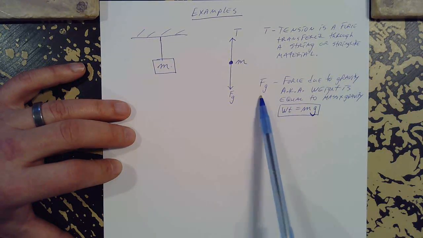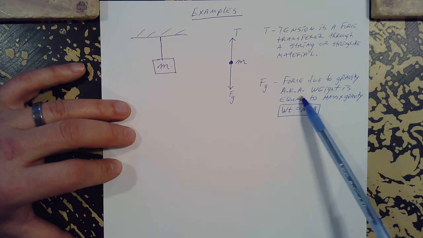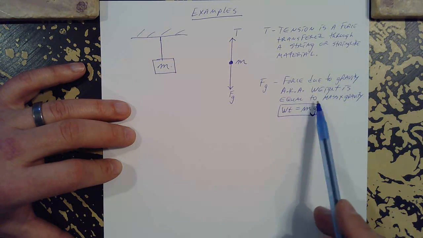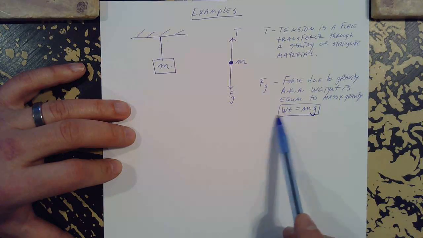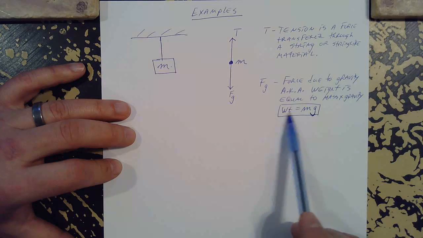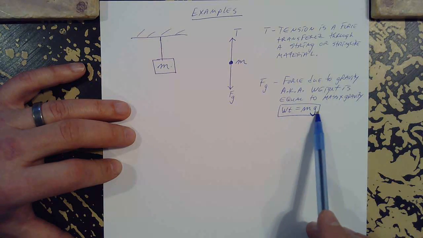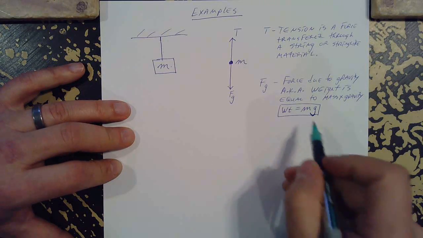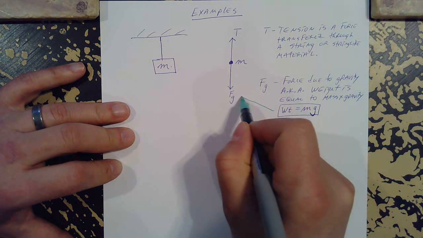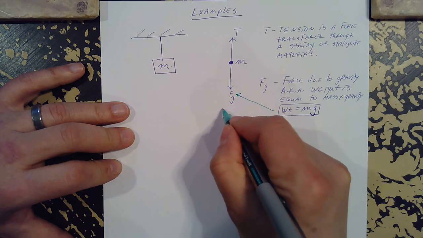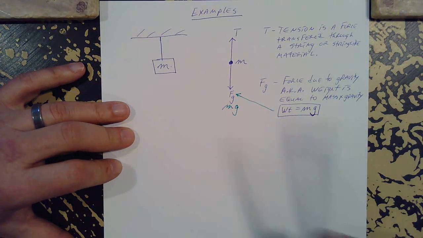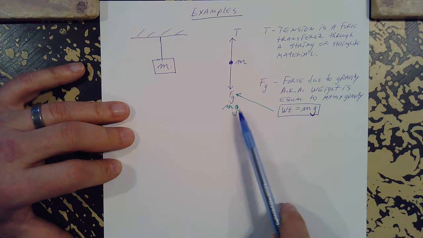Now, the force due to gravity is also known as weight. So just remember that weight is mass times gravity. When we refer to weight, we'll write WT, and whenever we write that, it's mass times gravity. A lot of times in the future, you'll see me replace this and just go right to mg. Now that does not mean milligrams, that means mass times gravity.